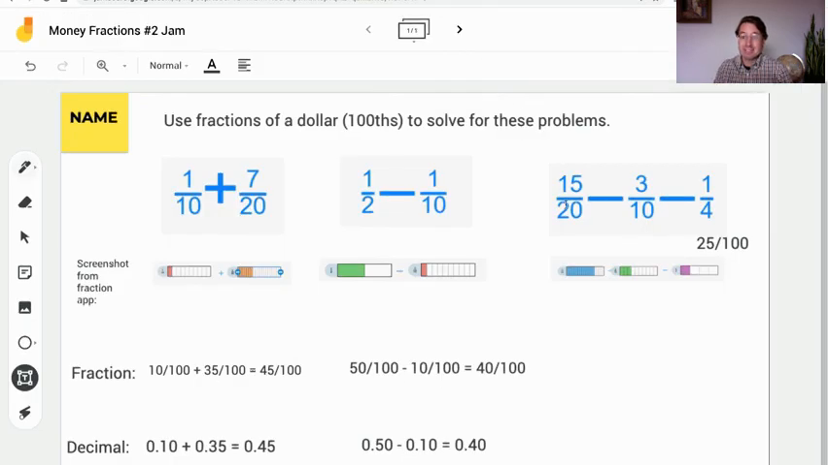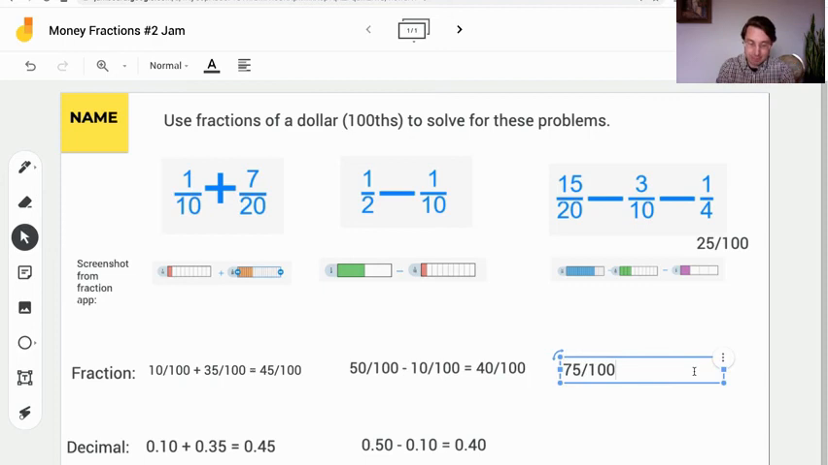So 15/20ths, this is 15 nickels. So in order to make this sense, how many cents is 15 nickels worth? Well, that's going to be 15 times 5 cents, right? So that's 75 cents or 75/100ths. Now we're going to subtract 3/10, which we know is 3 dimes. So minus 30 cents, which is 30 hundredths. And we have 1/4, which we said right here was 25/100ths, 25 cents.